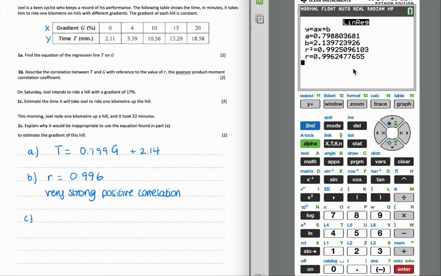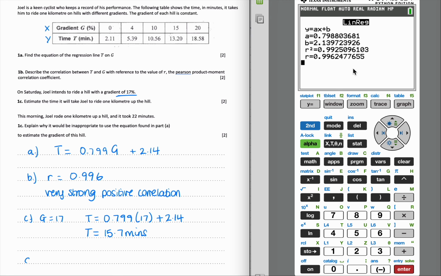Part C then asks you to estimate how long it takes for him to ride 1 kilometer up the hill at 17 degrees, or 17%. So for this one, the G value is 17, and you're substituting that in to find how long it would take. We're going to use the line of regression that we calculated earlier, and we're just going to substitute that value of G in. So 0.799 times 17 plus 2.14, and that gives us 15.7 minutes to 3 significant figures.